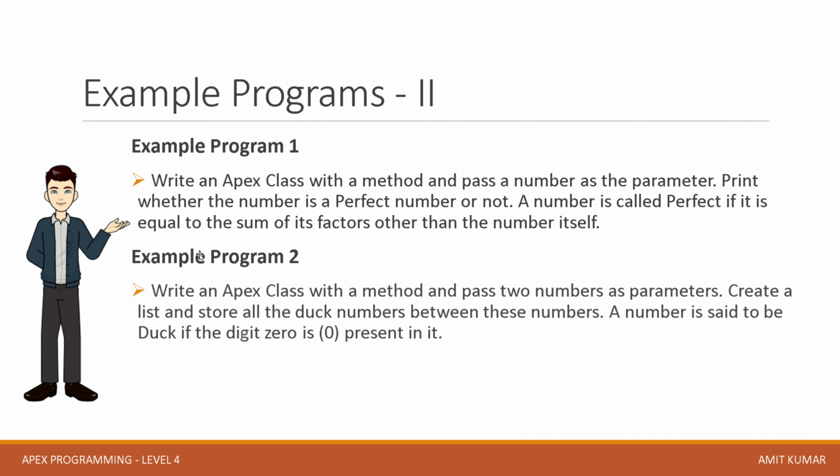Example program 2. Write an Apex class with a method and pass two numbers as parameters. Create a list and store all the duck numbers between these numbers. So here we have to create a list and we have to store all the duck numbers between a range of numbers. Now a number is said to be a duck if the digit 0 is present in it. So any number containing 0 in it is a duck number. So let's see the program.